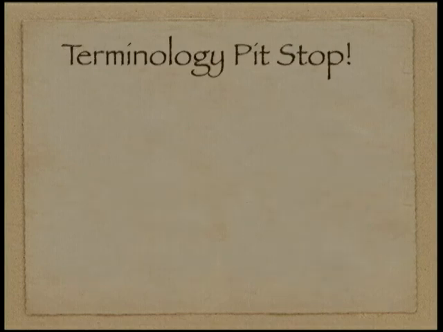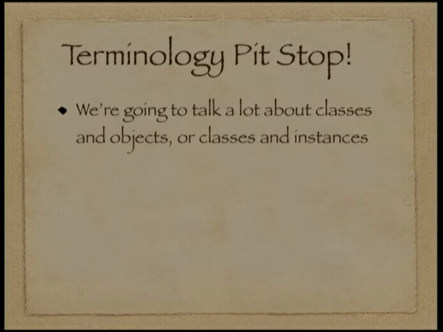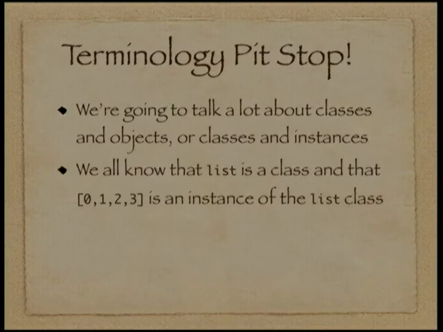Before I do that, I do want to talk a little bit about terminology. The most annoying thing is when someone's using a term and it means different things to different people. In particular, it's in terms to classes and objects, or classes and instances. We can use the word object to mean several different things. Generally, we understand what classes are. I think everyone here knows that list is a class, that dict is a class, that int is a class. And you know that this list up here with 0, 1, 2, and 3 is an instance of class list. That's something that probably we all know.